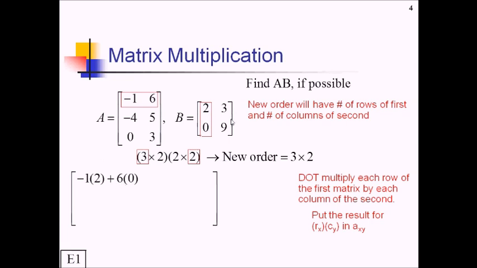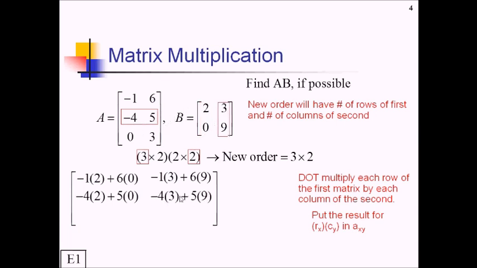Now let's move on to the next column for the second matrix. So now we're doing row 1 times column 2. So -1 times 3 plus 6 times 9, that's going to go in row 1, column 2 of the new matrix. And if we move on to row 2 and column 1, that's going to be row 2, column 1 of the new matrix. Then we have row 2, column 2. So -4 times 3 plus 5 times 9. Then we have row 3, column 1, and row 3, column 2. At this point, we just have to crunch all these numbers.